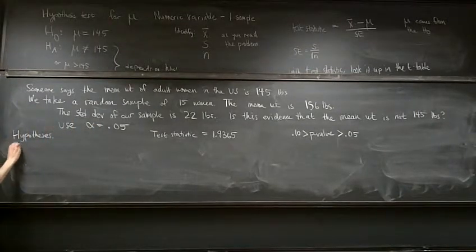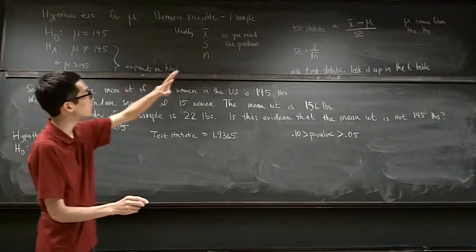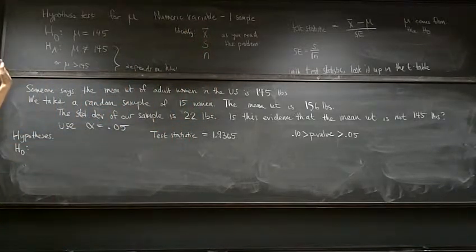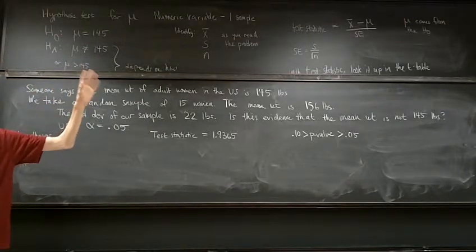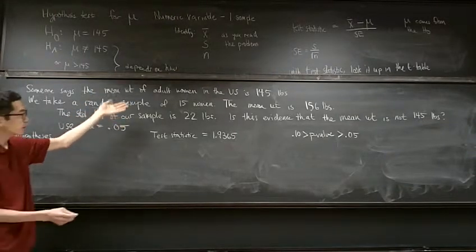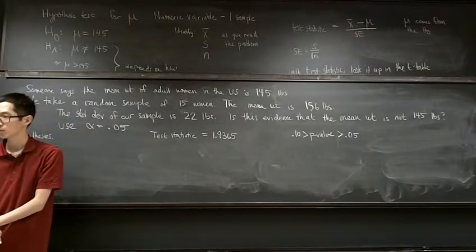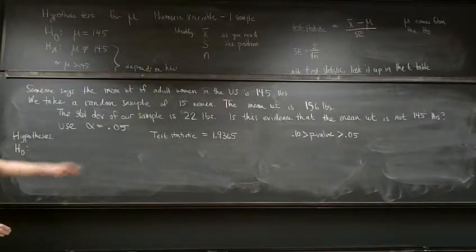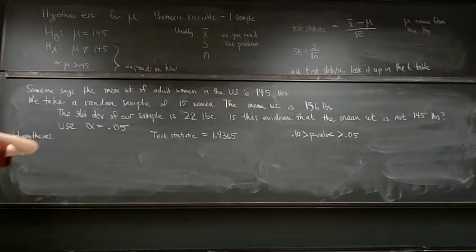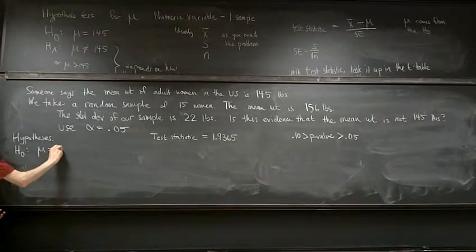Alright, so the null hypothesis, let's start off. We read the problem. Someone says that the mean weight of adult women in the US is 145 pounds. We take a random sample of 15 women. The mean weight is 156 pounds. That's our sample mean. And the standard deviation of our sample is 22 pounds. Is this evidence that the mean weight is not 145 pounds? So that tells us our null hypothesis: is mu equal to 145?